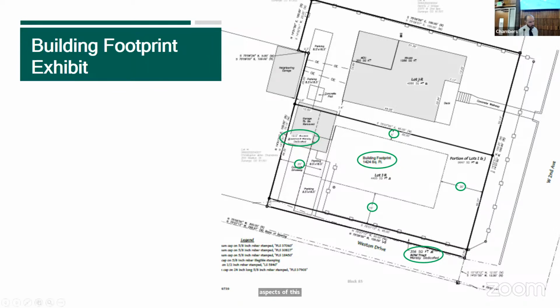The other aspects of this exhibit show a right-of-way dedication, which is very typical with subdivision. The city tries to incrementally bring roads up to standard. This is a substandard road, Weston Drive, and the city would gain 3.75 feet of right-of-way along that property line. So you see that illustrated, and therefore the building footprint shifts in.